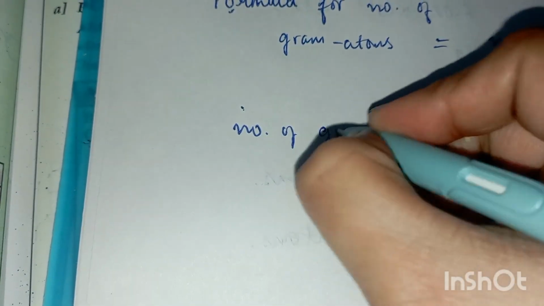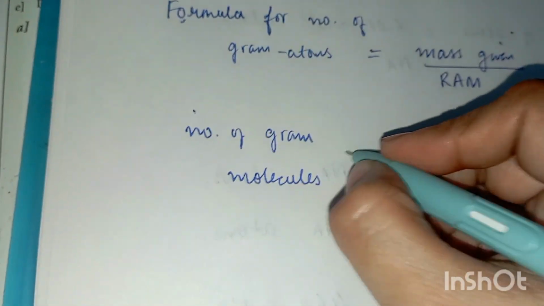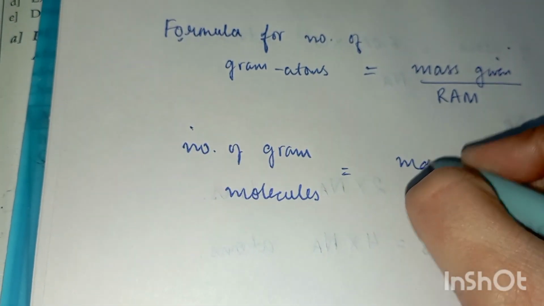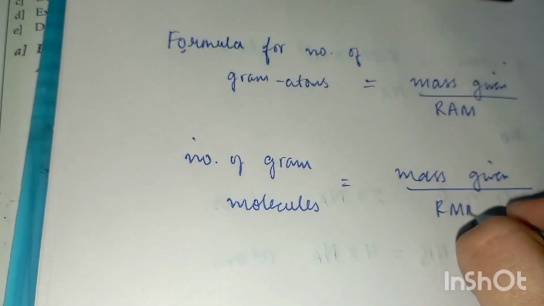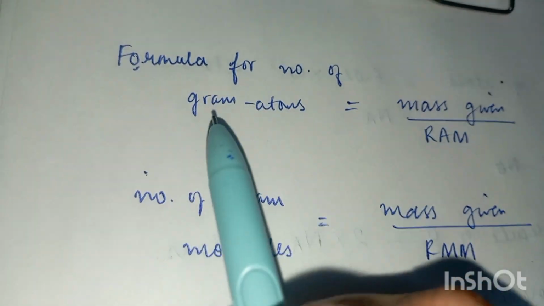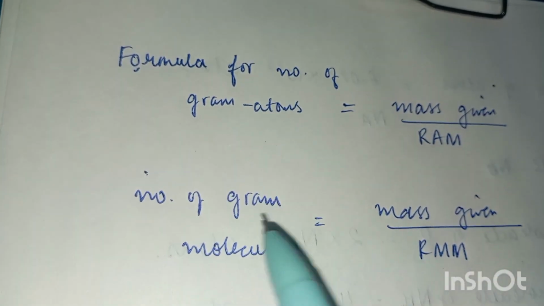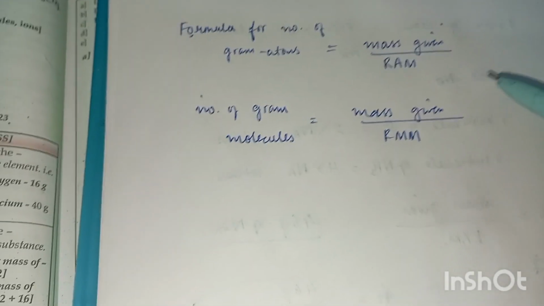Similarly, the formula for the number of gram molecules is also equivalent to mass given upon relative molecular mass or gram molecular mass or molar mass, either you can say. So the formula for the number of gram atoms or the number of gram molecules is the same as the formula for the number of moles.